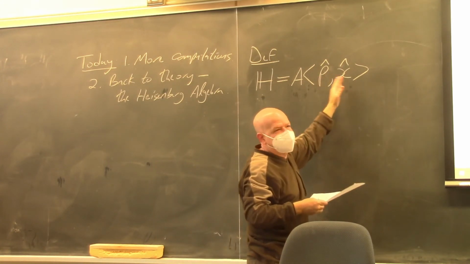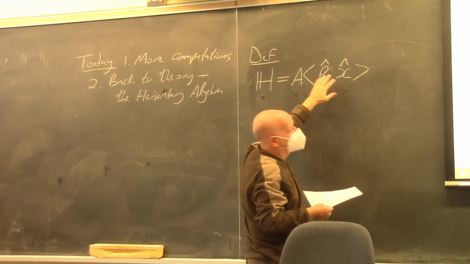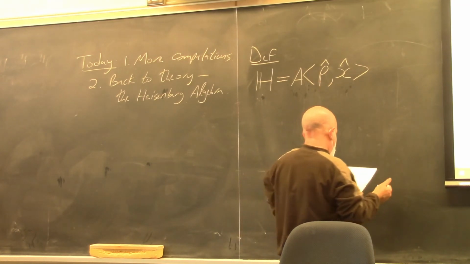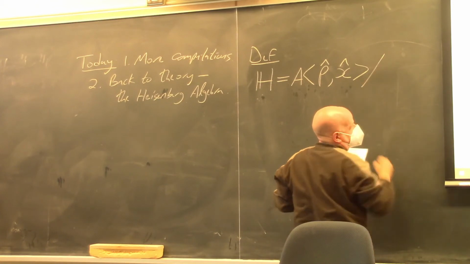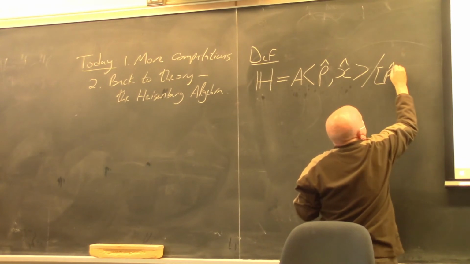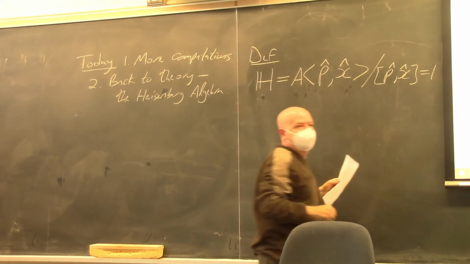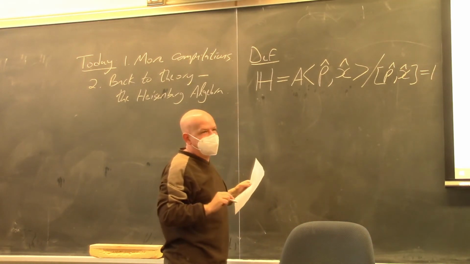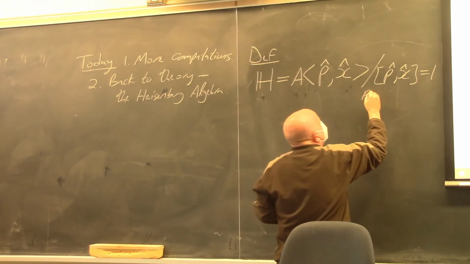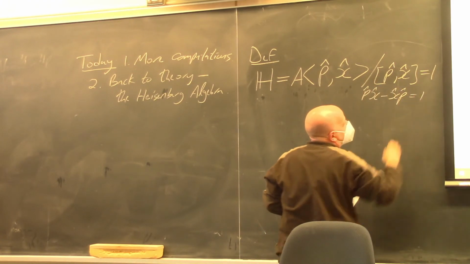And this is actually consistent with physics notation. If you've ever taken physics, physicists like to put hats above operators. Modulo the relation that the commutator of P and X is equal to 1. So in other words, P hat X hat minus X hat P hat is the unit of this algebra.